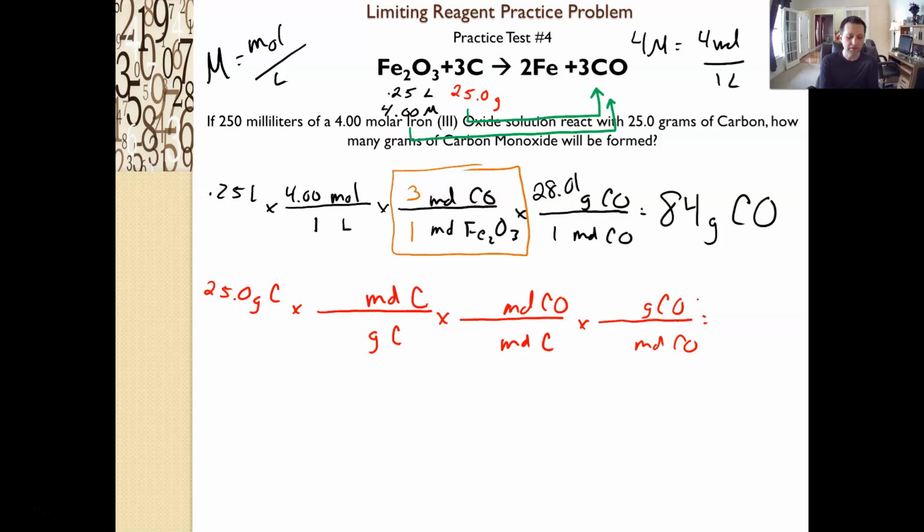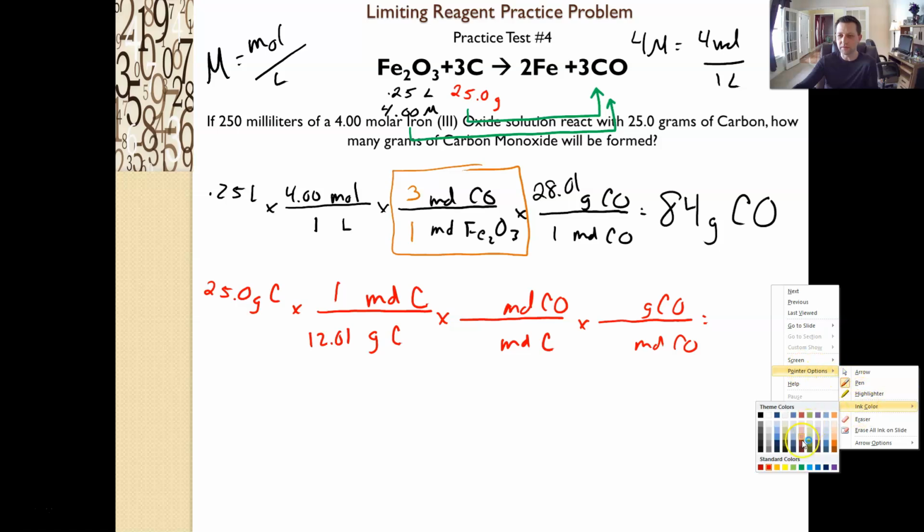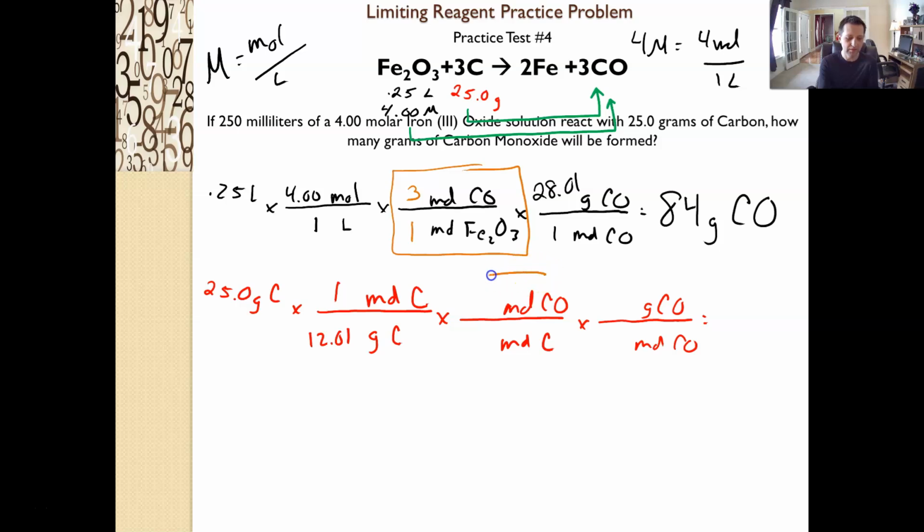All right, so let's fill our numbers in now. My molar mass of carbon is 12.01 grams per mole. And now I have to look at my middle step, so I'm going to try to keep the same colors as before. I don't know which one I had. We'll pretend it's that one. So here we are.